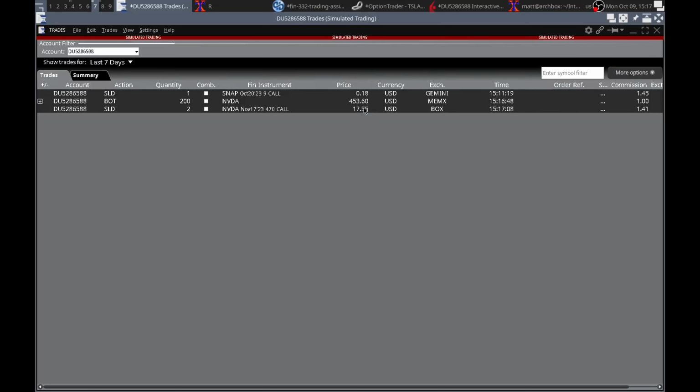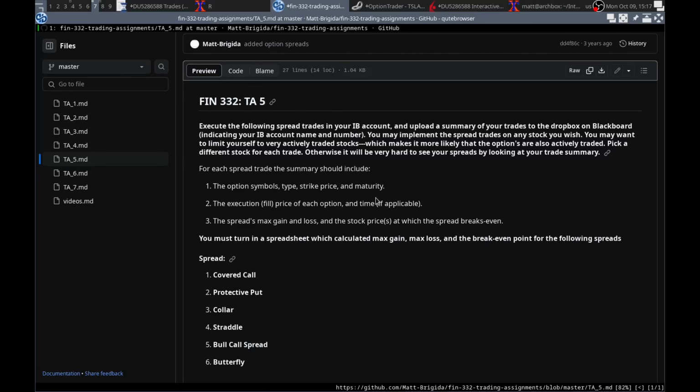And then given these 2 prices, the price at which you bought the stock and the price at which you wrote the option, you can go ahead and calculate max gain, max loss, and break even for the covered call. And I have other videos on how to do that. So you do that for each.